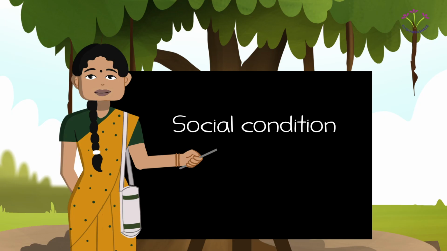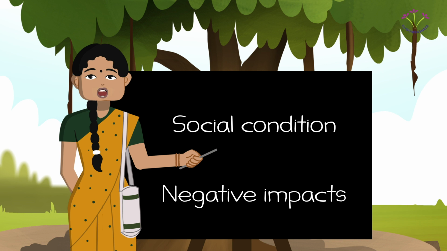Any social condition, practice, or situation that has negative impacts over certain groups or communities in the society or affects people differently, putting some at a more disadvantageous position than others, can be referred to as a social issue.